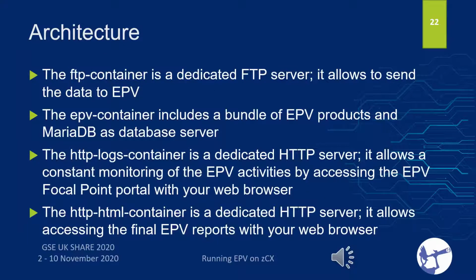Let's have a look at what is the purpose of each container. The FTP container is basically a dedicated FTP server, and its main function is to send SMF data to the EPV container. The EPV container is composed of a bundle of EPV products and a database server. For example, a typical configuration could be EPV zParser, EPV for z/OS, and MariaDB as database server. Its goal is to take SMF data and produce HTML reports.